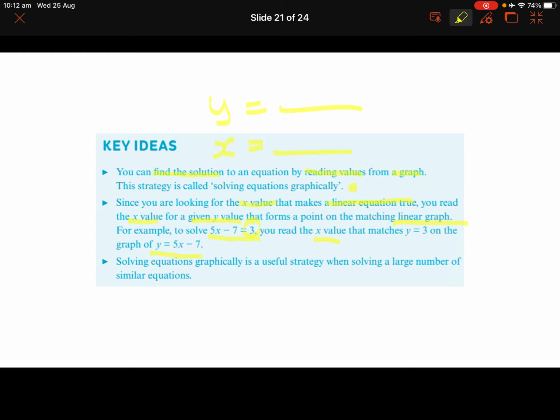Solving equations graphically is a useful strategy when solving a large number of similar equations. So if you graph a linear equation, then you can read a lot off it and solve a lot of equations quickly or easily. So yeah, it's a good method to use. Okay, let's do some examples.